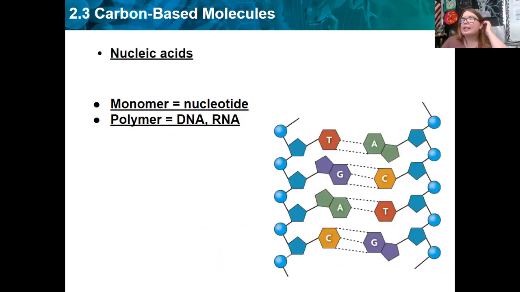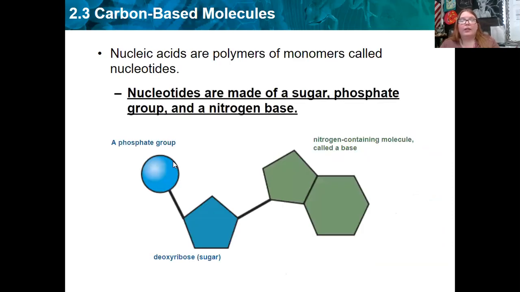Okay, nucleic acids, last one, guys. So the monomer is a nucleotide and a polymer is usually our DNA or our RNA. So this right here, if you can see my little arrow moving, probably not, but that's one nucleotide. So the T, the little pentagon, and the circle thing, that's one nucleotide. Oh, here's a better picture. Okay, so nucleotides are made of a sugar, a phosphate group, and a nitrogen base.